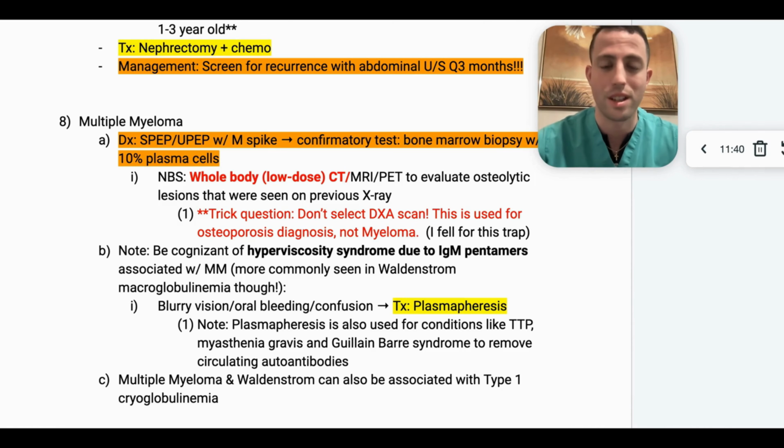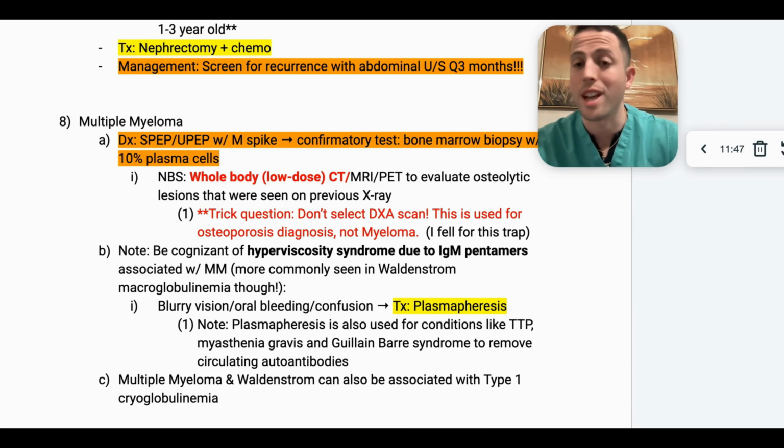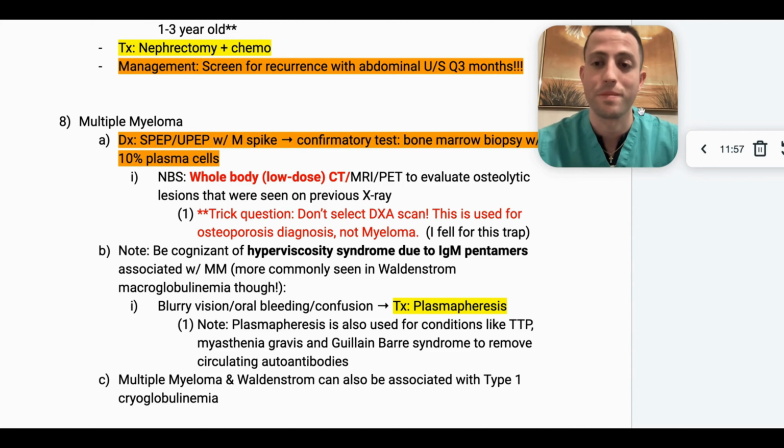I actually fell for this on a practice question at one point. They said, how do you further evaluate these lesions seen on an x-ray? I thought it was a DEXA scan, but it's not. So make sure you learn from my mistake and know that the best answer is going to be a whole body low dose CT, but they can also list an MRI or PET scan as well.